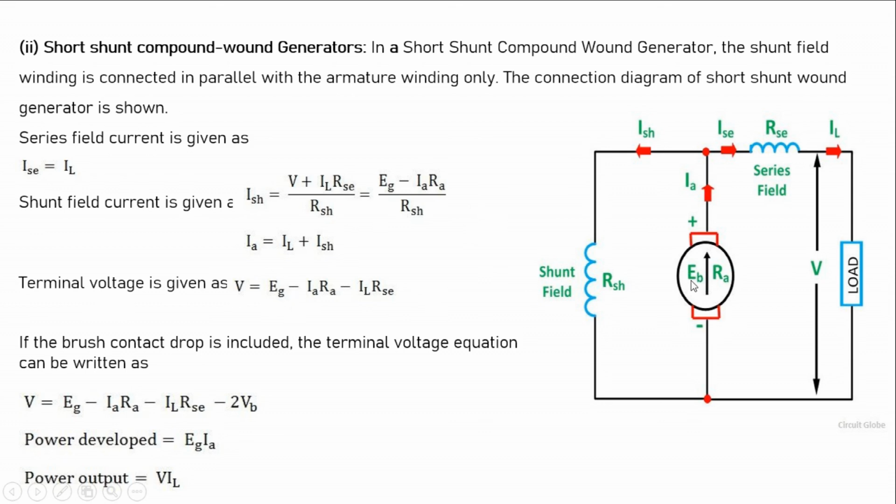Terminal voltage is EG minus IA RA minus IL into RSC, because these are coming in series and the shunt current is not coming into the picture. If brush contact drop has been included, definitely it will be subtracted as well. Power developed is the same as before, EG into IA, and output power is always at the load terminals, V into IL.